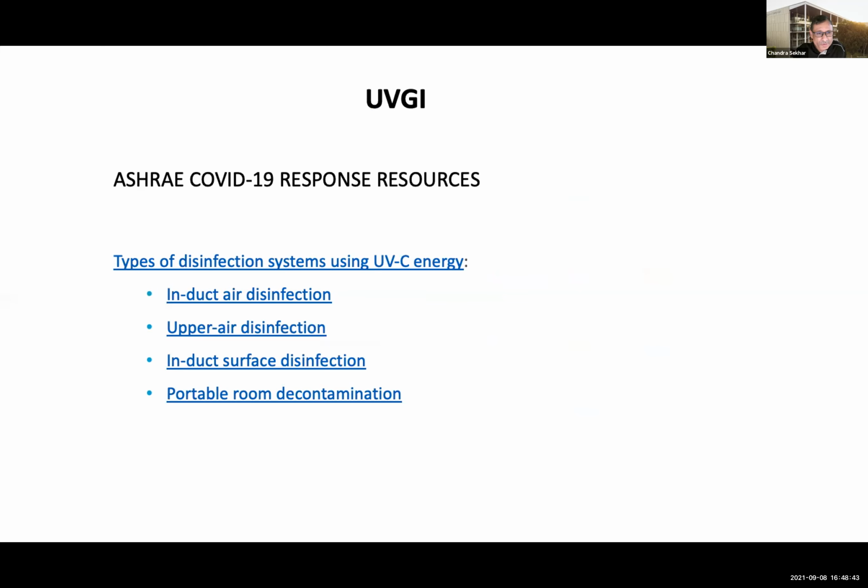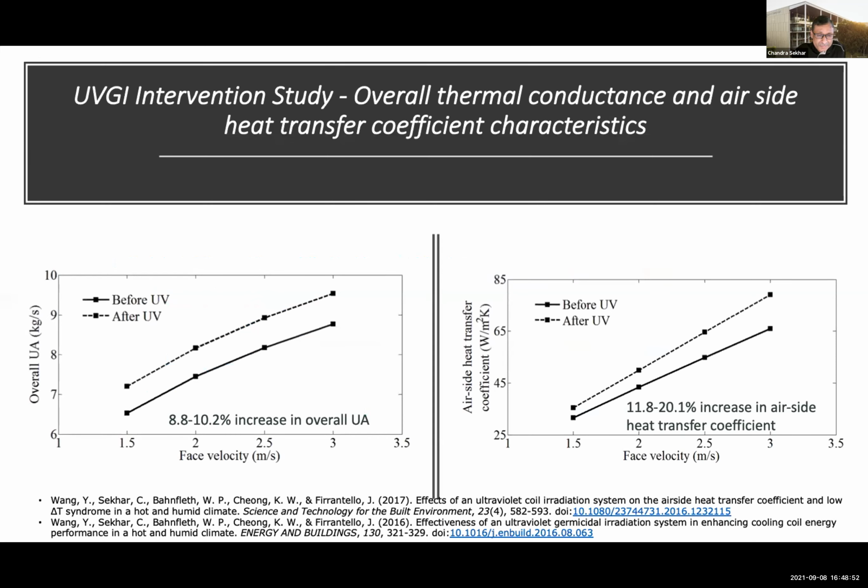Filtration and disinfection is another HVAC system related strategy. In ASHRAE, there's a lot of information on COVID-19 response resources. You can use my PDF handout and the link that I've provided for you to look at some of the details. We did some studies several years ago, 5-6 years ago, pre-COVID time.